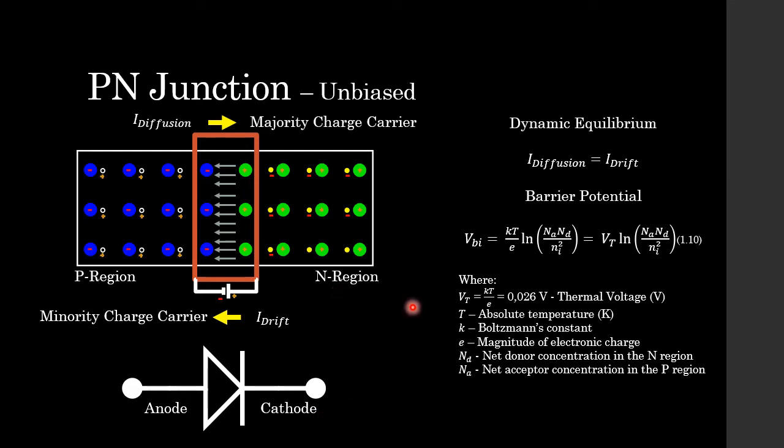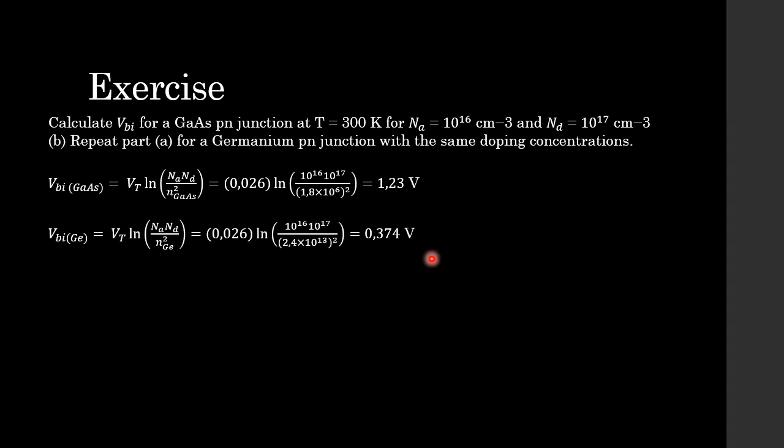So I think we should put this equation into action with a bit of an exercise. Let's go for it. Calculate the barrier potential for a gallium arsenide PN junction at a temperature of 300 Kelvin, acceptor ion concentration of 10 to the 6, donor ion concentration of 10 to the 17. Repeat part A for a germanium PN junction, with the same doping concentrations. Students, it's a very simple plug and play.